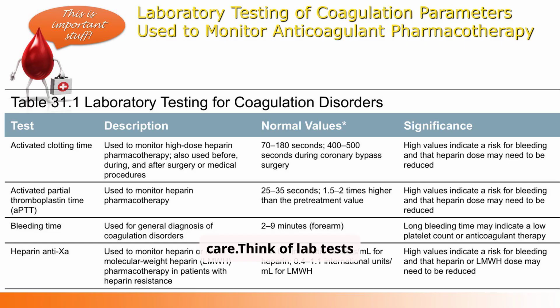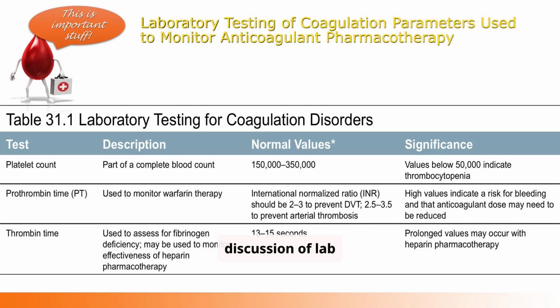Think of lab tests like your GPS while driving these medications. Without them, you're driving blind. For example, APTT monitors heparin, PT and INR monitor warfarin. Continuing our discussion of lab tests, platelet count, prothrombin time or PT, and thrombin time are also important. These tests provide valuable information about a patient's clotting ability and can help us identify potential bleeding or clotting risks. Remember, careful monitoring is key to preventing adverse events.